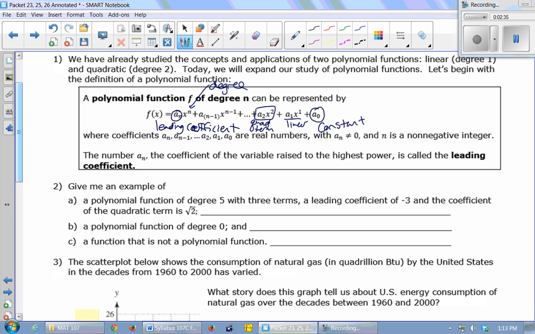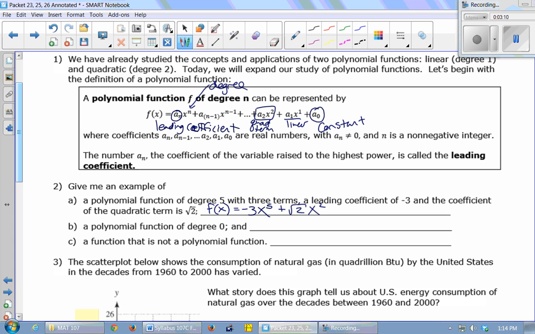So it's going to have 3 terms. It's going to have degree 5 and leading coefficient -3. So it would be like f of x equals -3x to the 5th. That's my first term. It has a degree of 5, highest power of 5, and a leading coefficient of -3. The coefficient on the quadratic term is √2. So it's a plus √2 x squared. Just throw a coefficient on the x squared. That's what the quadratic term means.